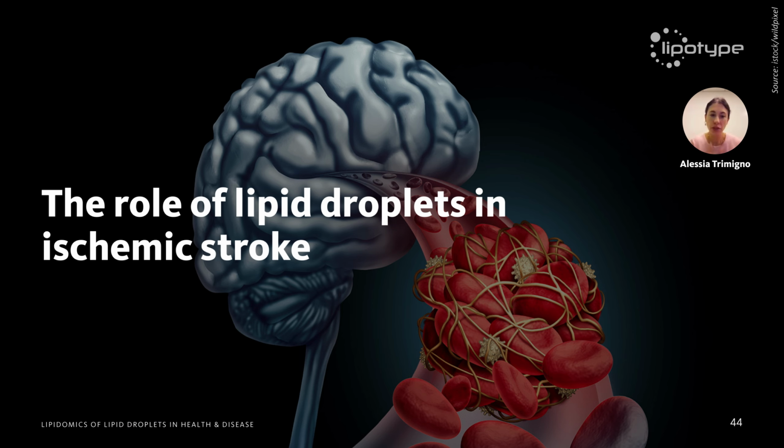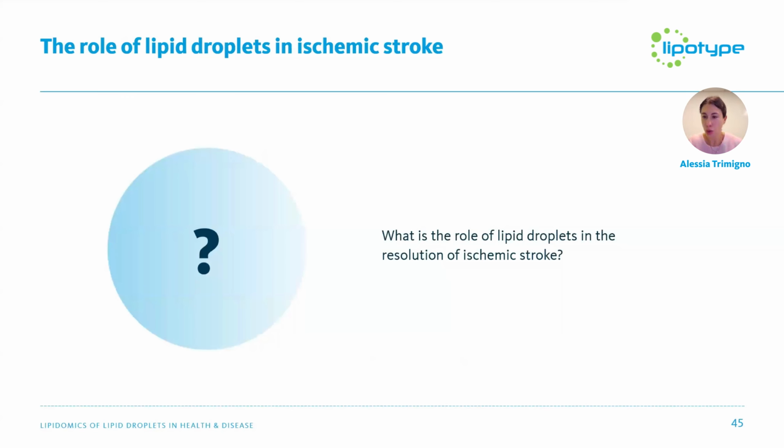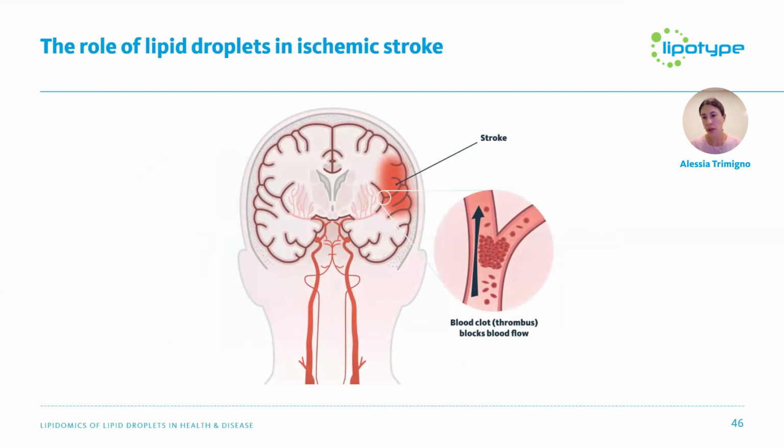The last case study that we'll see today is about the role of lipid droplets in ischemic stroke, and this was done by University Medical Center in Göttingen. And the research question, again, is what is the role of lipid droplets in the resolution of ischemic stroke? We know that stroke is one of the leading causes of disability and death in the world, and is basically when there's a deficit to the brain because there's an interruption of blood supply to the brain. 85% of all strokes are ischemic stroke, and this is when a blood clot or plaque obstructs the cerebral artery, so there are no nutrients and no oxygen to the brain. This will cause cell death, injury to the brain, and an inflammatory response. And so this inflammatory response is key to determining the final extent of the neuronal damage.